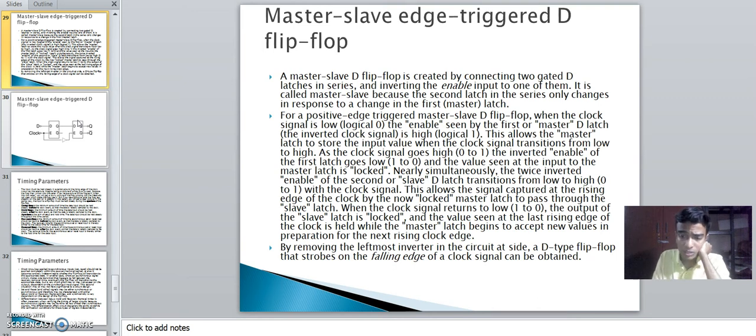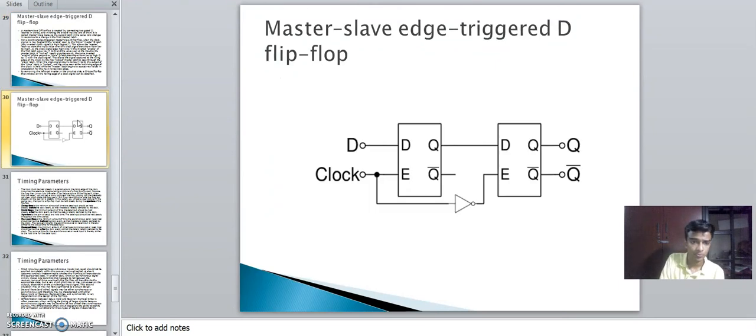When the clock signal returns to low, 1 to 0, the output of the slave latch is locked and the value seen at the last rising edge of the clock is held, while the master latch begins to accept new values in preparation for the next rising clock edge. By removing the leftmost inverter in the circuit at side, a D-type flip-flop that strobes on the falling edge of the clock signal can be obtained.